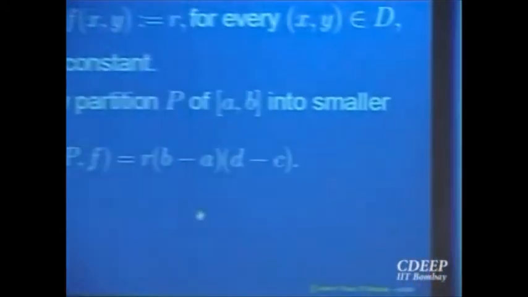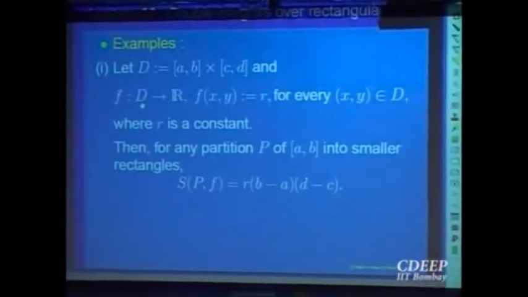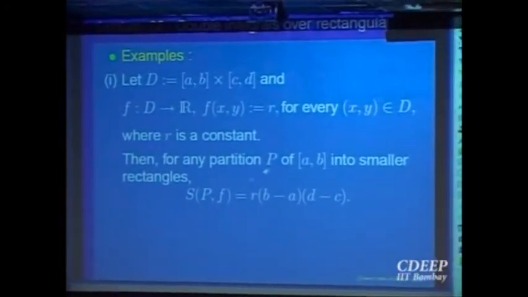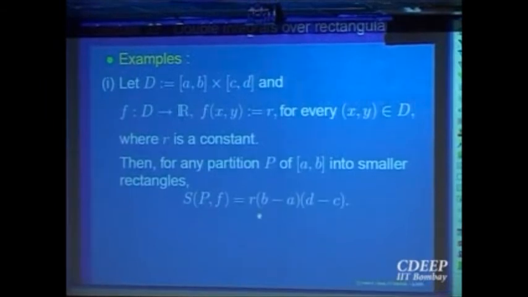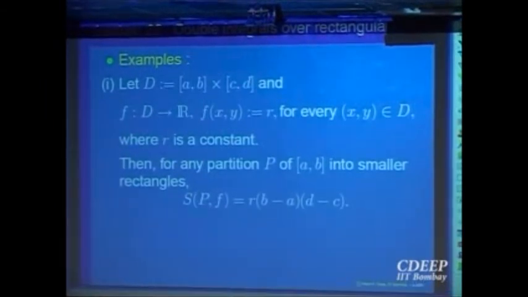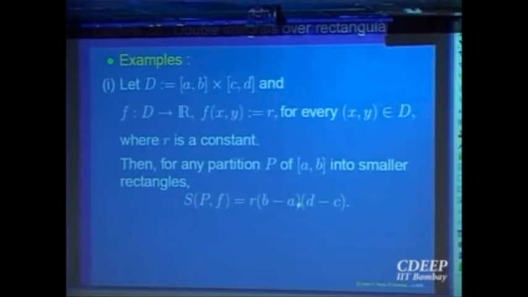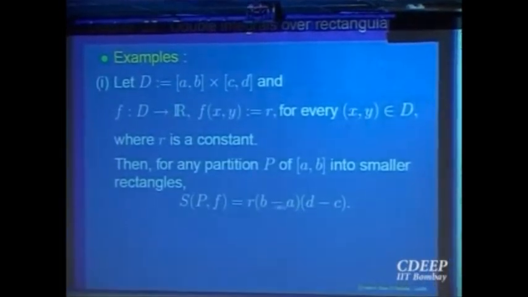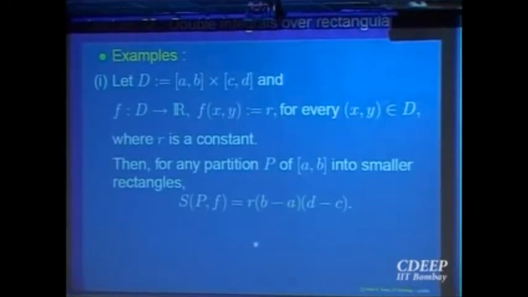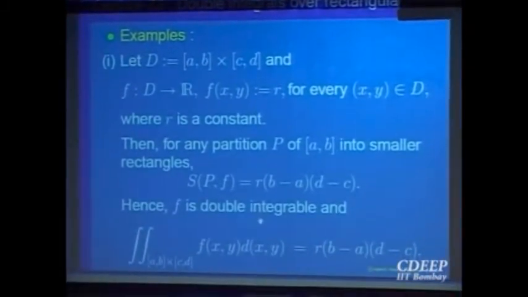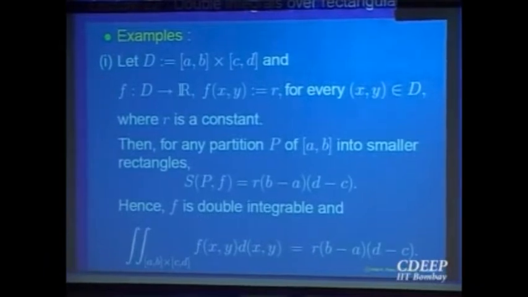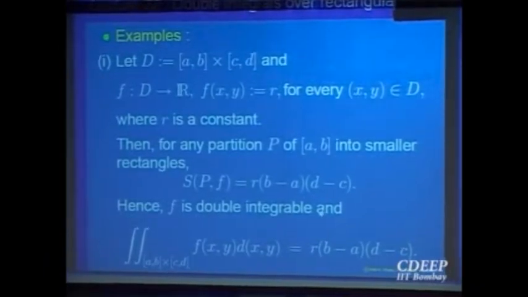So we looked at some example, namely when the function is a constant function, then for every partition the sum is going to be r times (b minus a) into (d minus c), right? Because the function is constant, whatever value you choose in that sub-partition, the value is going to be the constant r into the area of that small rectangle. So the sum is going to give you the area of the full rectangle, and so that is the sum. So that says the double integral for the constant function is r times (b minus a) into (d minus c).